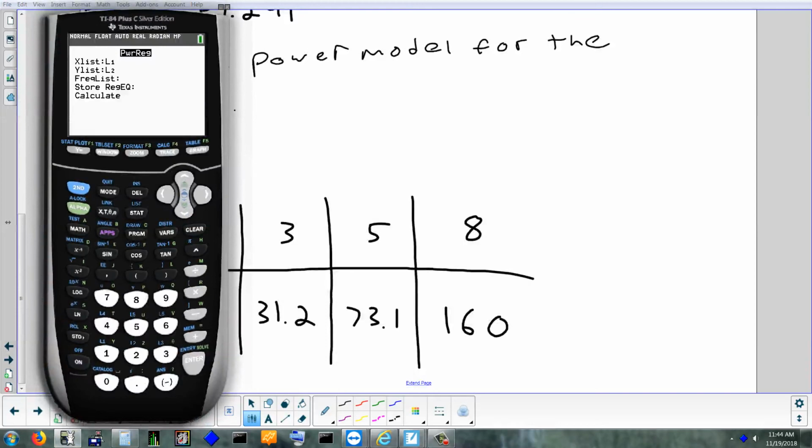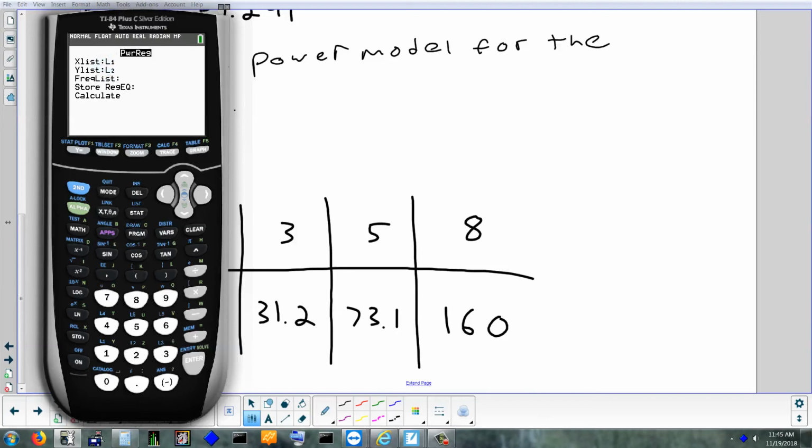Now, notice it's asking me a question. It's saying, where should I get the x's from? Where should I get the y's from? I told you to just put the x's in L1 and the y's in L2. That's so you don't have to change anything right here. If you decided to use, say, list 3 and list 4, you'd have to change that right now.